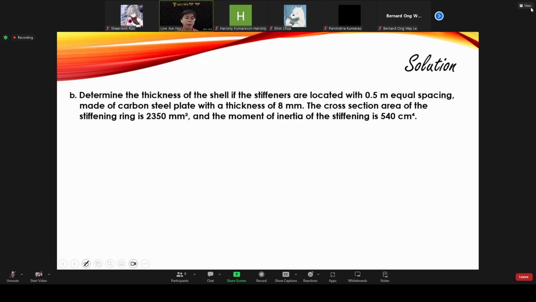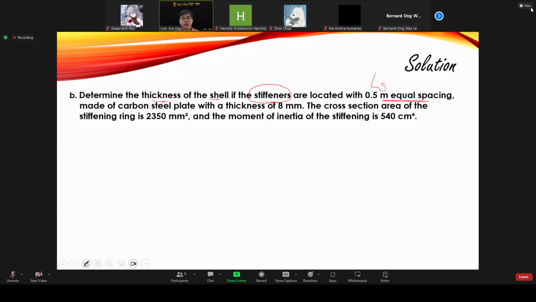Okay, so now we go to part B. Just now we only increased the thickness to withstand the external pressure. But part B is a bit different. Determine the thickness of the shaft if the stiffener is installed on the outer surface, and located with 0.5 equal spacing. This means the interval, the spacing between the rings, is 0.5 meter.